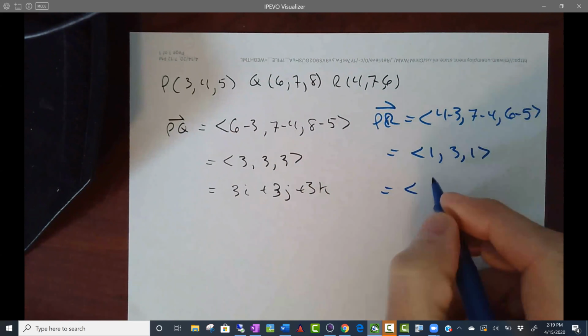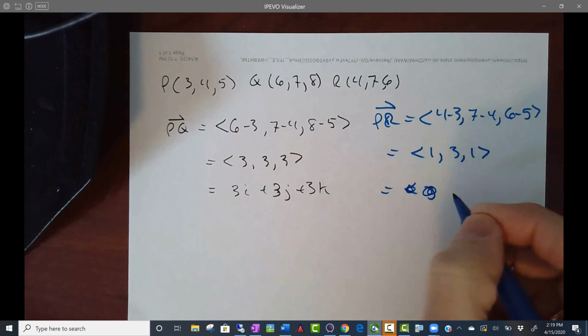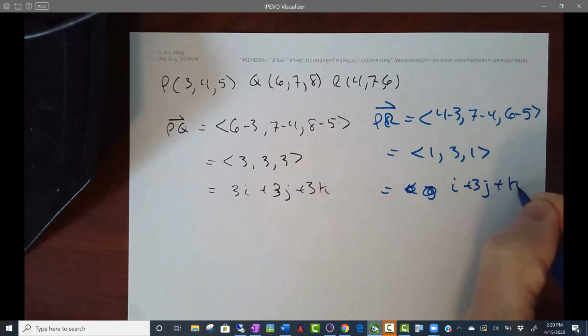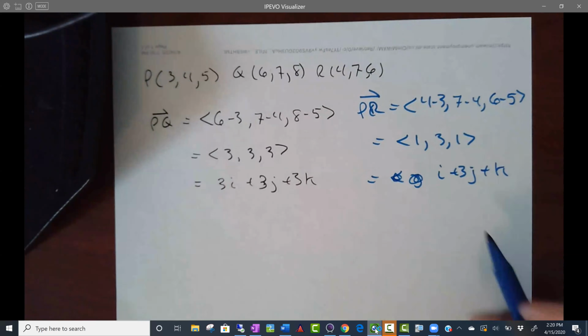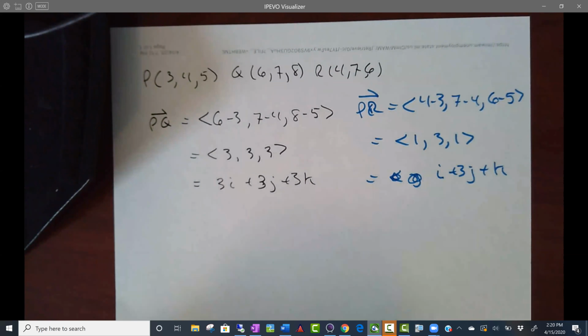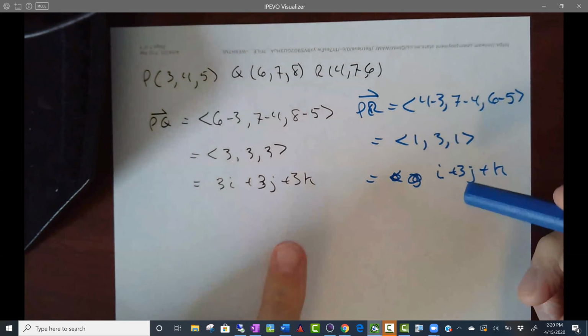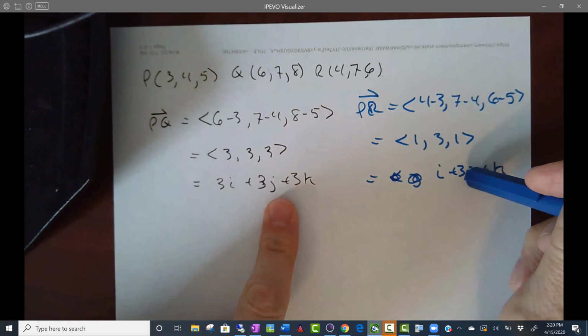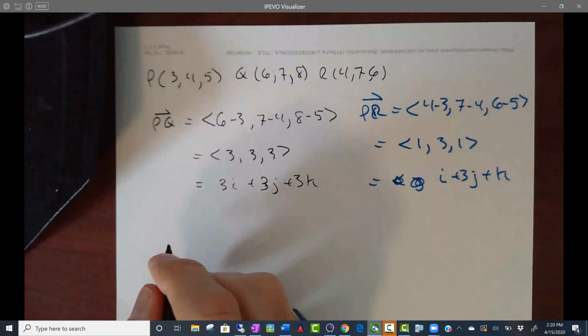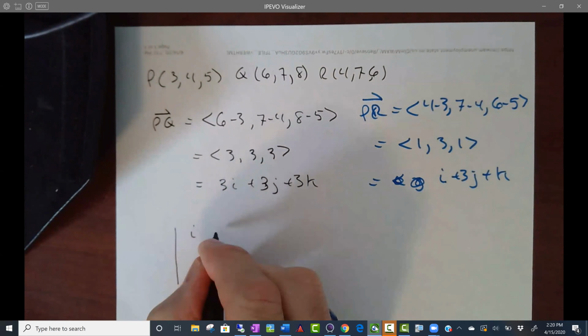And again, you could write that as i plus 3j plus k. It depends if you like it with these angled brackets. I kind of like those. This is convenient too. It's just a matter of what you like. But from there, to find something perpendicular to both of these, you have to do the cross product. And the cross product is something that is kind of a unique calculation in all of math. I kind of like it.